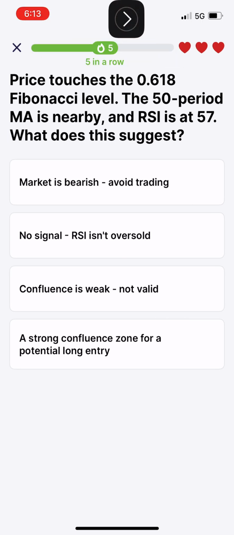Five. Price touches the 0.618 Fibonacci level. The 50 period MA is nearby, and RSI is at 57. What does this suggest? Market is bearish. Avoid trading, no signal, RSI isn't oversold. Confluence is weak, not valid. A strong confluence zone for a potential long entry.